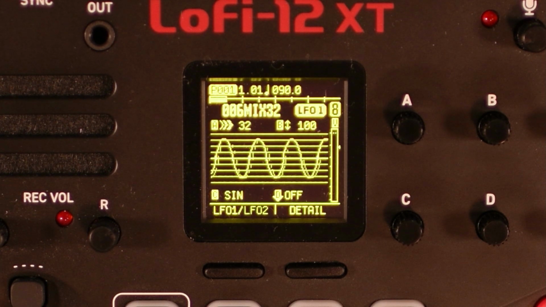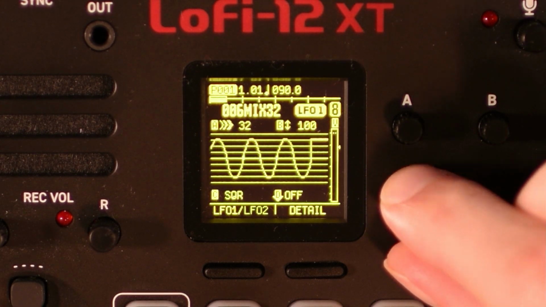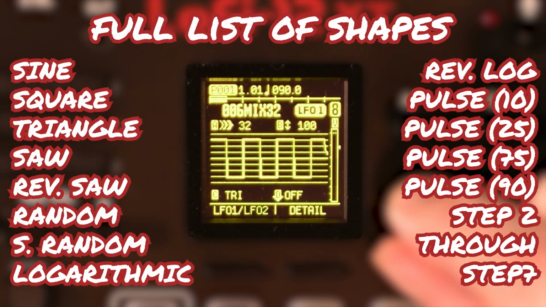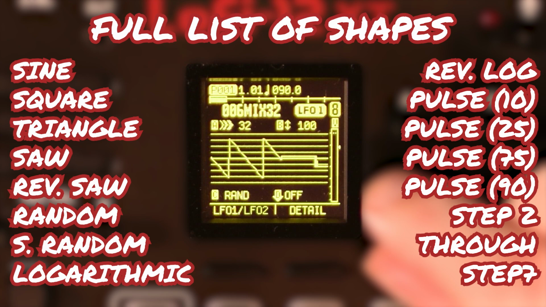We'll start with the C knob. This knob lets you select one of 19 wave shape types to use as the oscillator. There are the garden variety shapes like sine, triangle, etc., and also a few other unique shapes like pulse, step, and random.